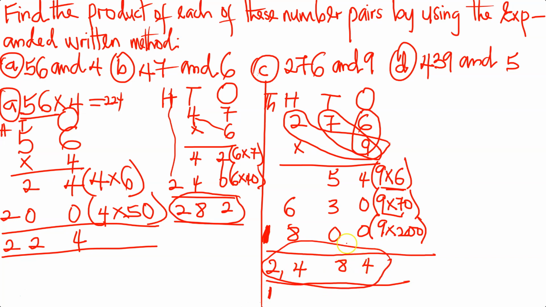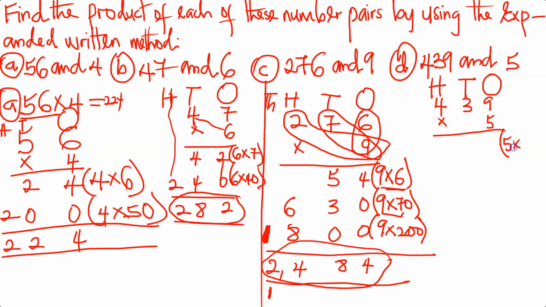The expanded written method is actually not difficult, but you have to master the act of using the place value. Now let us solve our next example, 439 by 5. To work this out, place value is going to help you like it has always done. So first of all, we have the ones place, the tens place, and the hundreds place. To begin, we set out our multiplication.